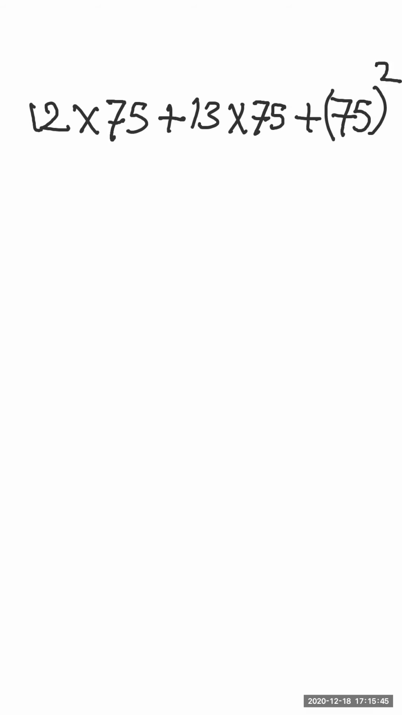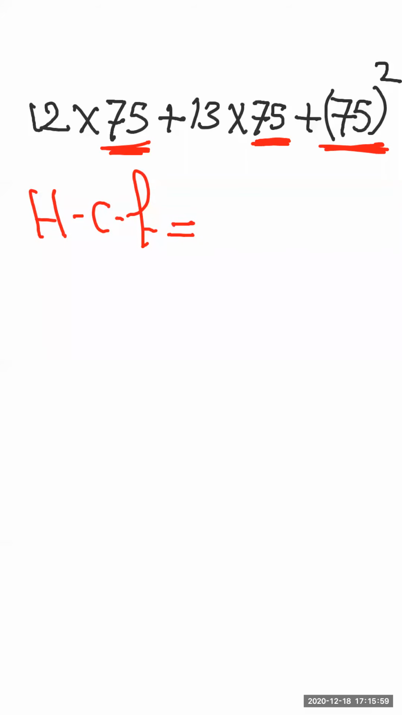Now, guys, let's check how to get the HCF. It's very easy, we can get it easily. There is 75 here, 75 here, 75 here, but squared. No problem, so the highest common factor is 75. Don't forget to check the other elements, 12 and 13. Here, of course, the remaining will be 75. Do we have a common factor between 12 and 13? No. So the highest common factor is 75 only.